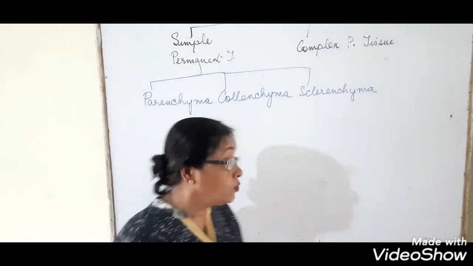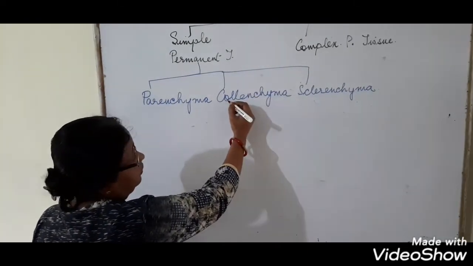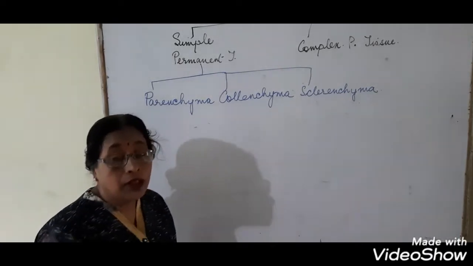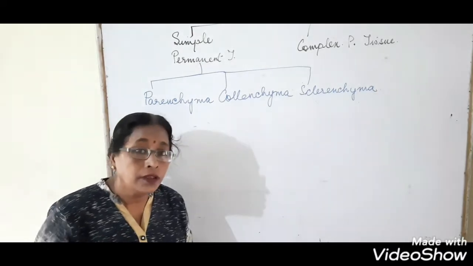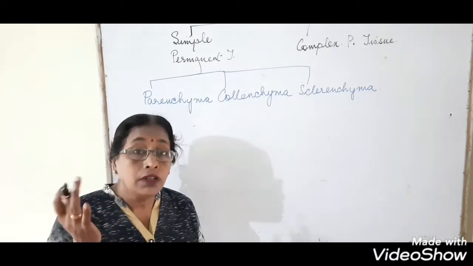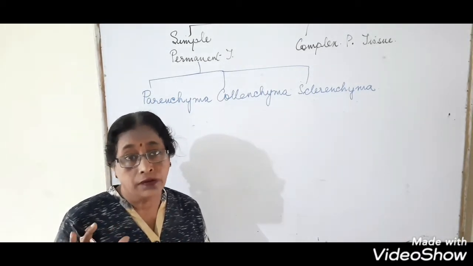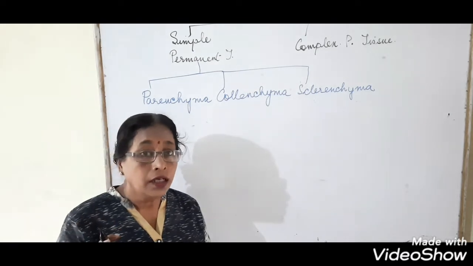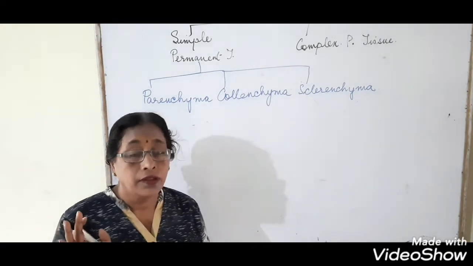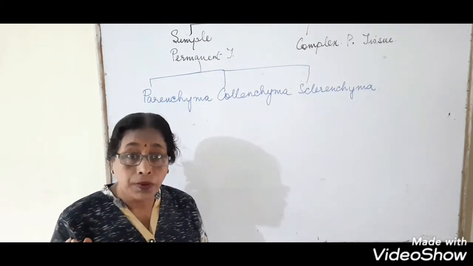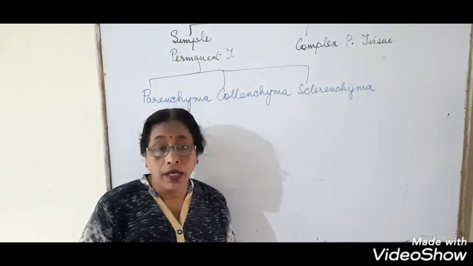Now let us study about another type of simple permanent tissue, that is the collenchyma. The collenchyma cells are also made up of living cells. They are present in the softer parts or the aerial parts of the plants, that is in the stems and the new leaves. The soft stems and the new leaves. They help in the flexibility of the plant, that is the plants can bend without breaking. This is done because of the activity of the collenchyma cells.